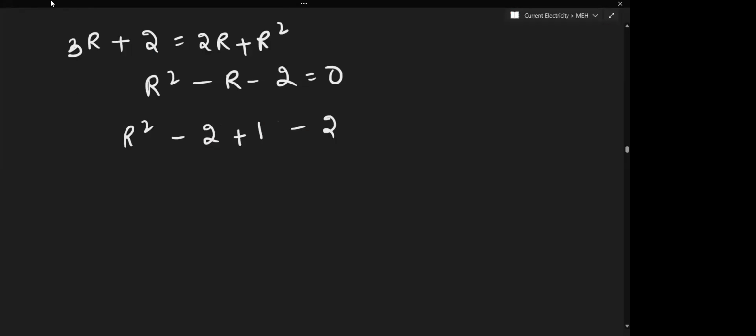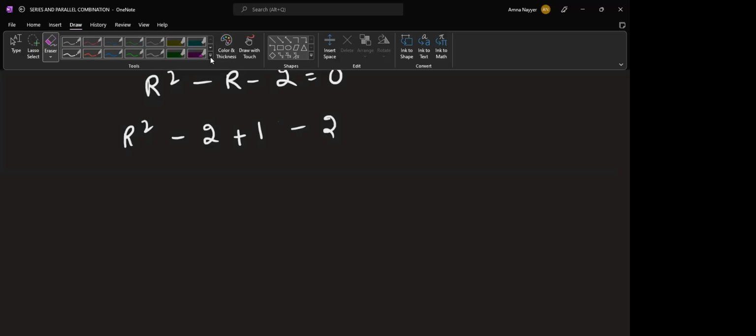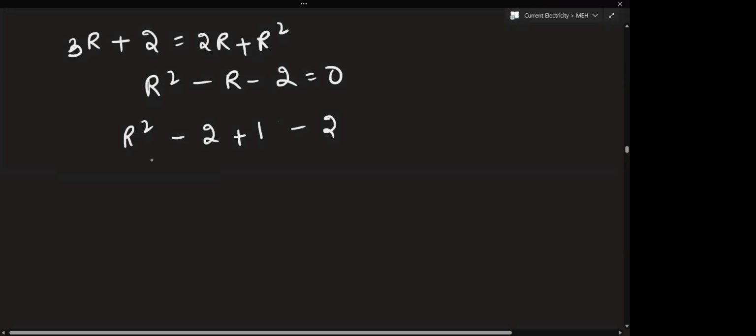See, splitting the middle term, if you people remember. That's how you solve these equations whenever you have such equations with you. Now, from here, what is left? This is r, because we have split this minus r.